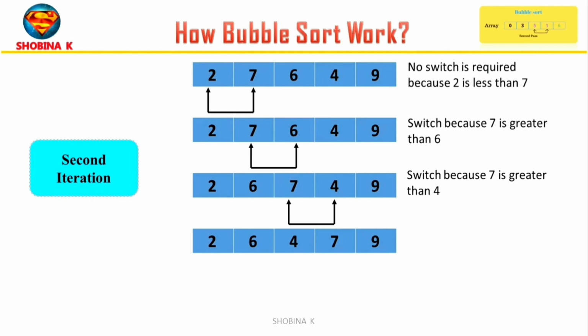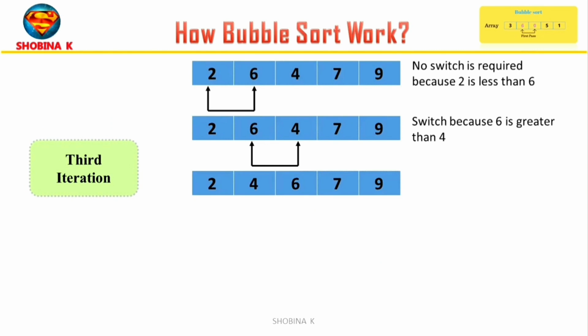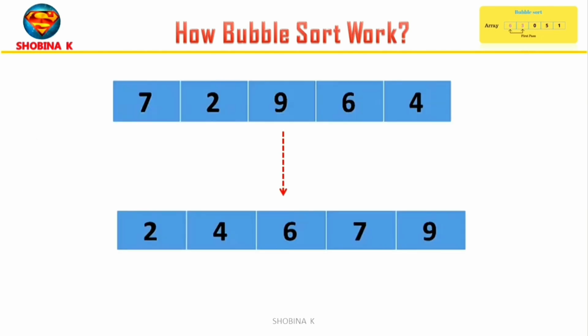So the most significant element among the unsorted elements is placed at the end of each iteration. At the end of the second iteration, we place the second largest element at the correct position. Next, we need to place the remaining 2 elements at their correct position. Now compare the first and second element and no swap is required because 2 is less than 6. Now compare the second and third element. Here we swap because 6 is greater than 4. When all the unsorted elements are placed in their correct position, the array is sorted. Now the array is sorted and all the elements are kept in the right order.